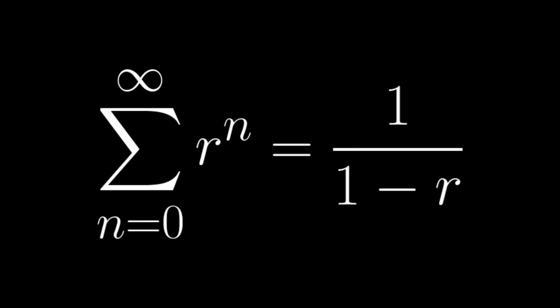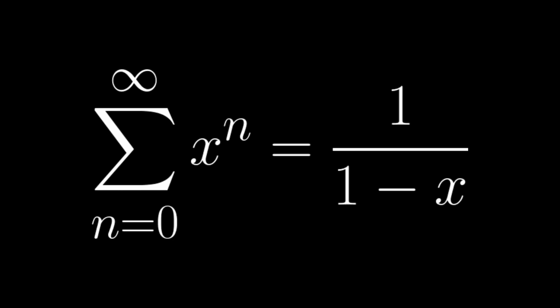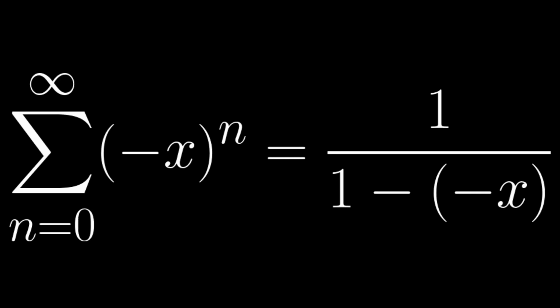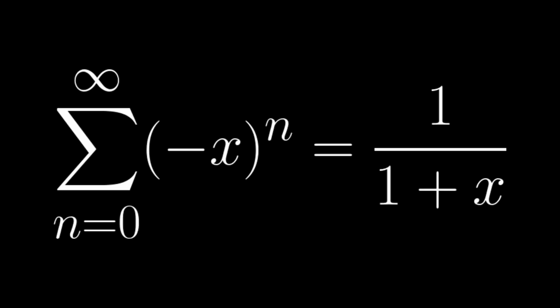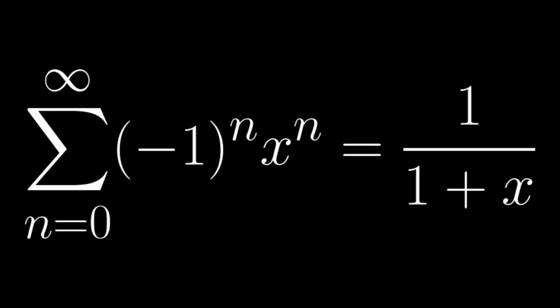Thus, if a is equal to 1 and we substitute r for x, we can see that the infinite sum starting at n equals 0 of x to the n is equal to 1 divided by 1 minus x. If we plugged in negative x instead to get 1 divided by 1 plus x, which is 1 divided by 1 minus negative x, and then the double negative makes x positive, then we'd have the infinite sum starting at n equals 0 of negative x to the n is equal to 1 divided by 1 plus x, which we can expand out to -1 to the n times x to the n.